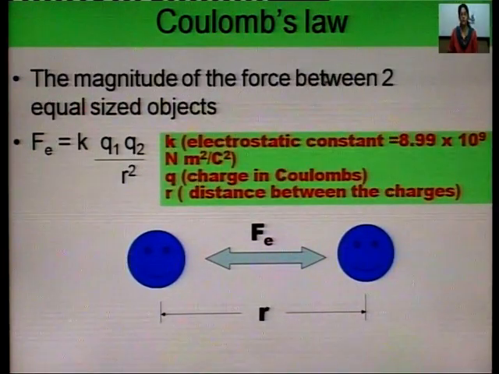So the magnitude of the force between two equal sized objects or charges is given as K Q1 Q2 upon R square, where K is the electrostatic constant, Q is the charge in coulombs, and R is the distance between the two charges. And the value of K is 8.99, and if we round it off, we write it as 9 into 10 raised to the power 9 Newton meter square upon Coulomb square.